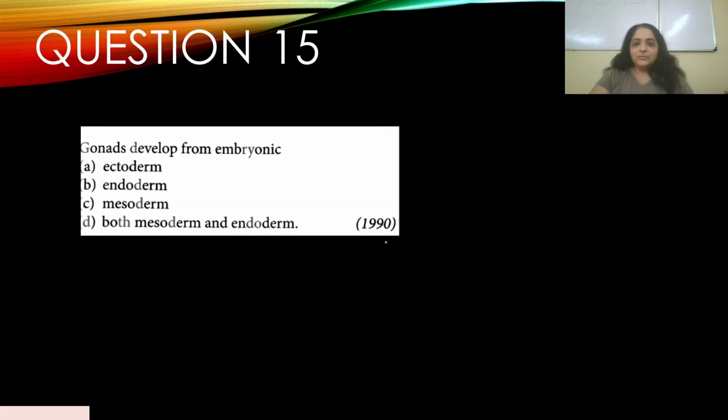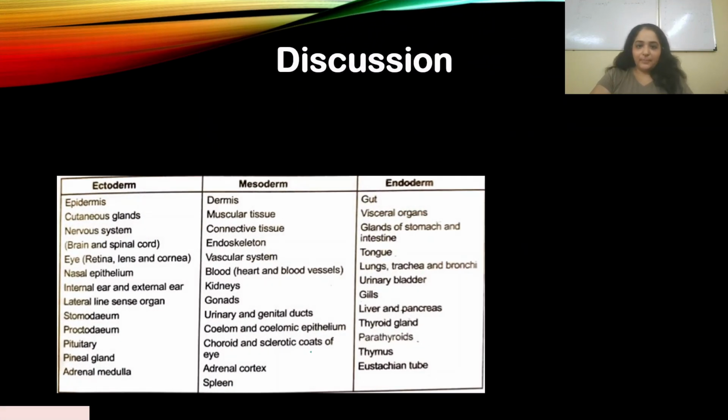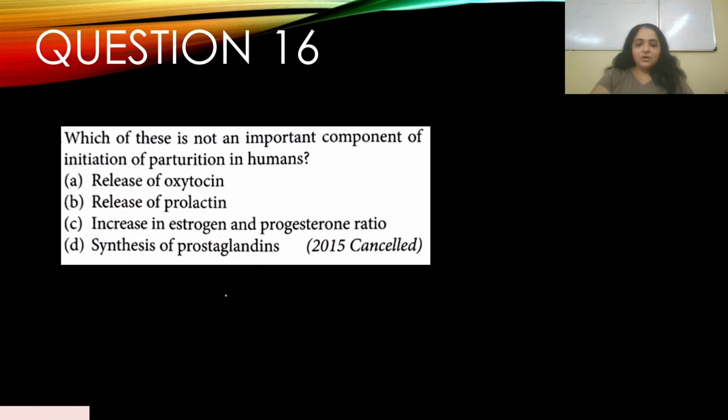Gonads develop from embryonic, and this appeared in 1990. Gonads develop from embryonic mesoderm. Okay, answer is C. Yeah, gonads develop from the mesoderm. Clear? Let's move on.